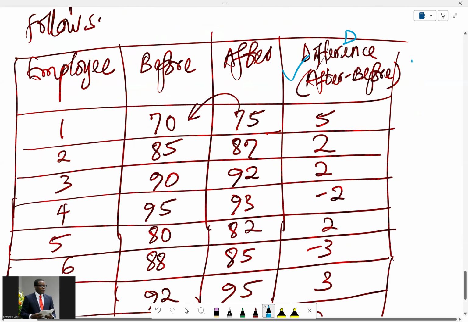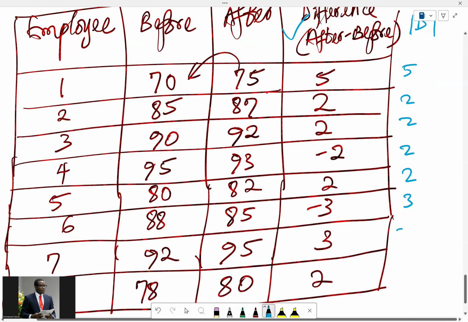Okay, let me just do this by the side. Absolute value of D. This is 5, 2, 2, 2, 2, 3. So we don't care about the sign. That's what absolute value means. 2. So if we want to rank this now, how many twos do we have? That's 1, 2, 3, 4, 5. So we have two from the first to the fifth position. That's 1 plus 2 plus 3 plus 4 plus 5. That's 15. 15 divided by 5. So it means that the rank of two will be 3, 3, 3 all through.